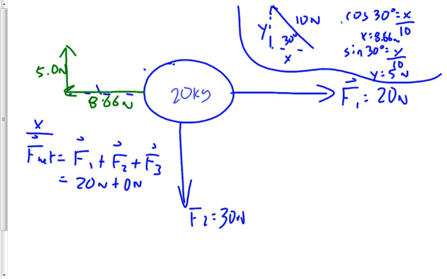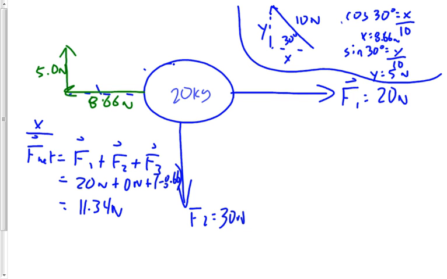What's the value of F3? 10, 5, or 8.66? It's negative 8.66. The 5 newtons is important, but not for the x component. Let's add those up. Okay, 20 plus 0 plus negative 8.66 is going to give me 11.34 newtons.